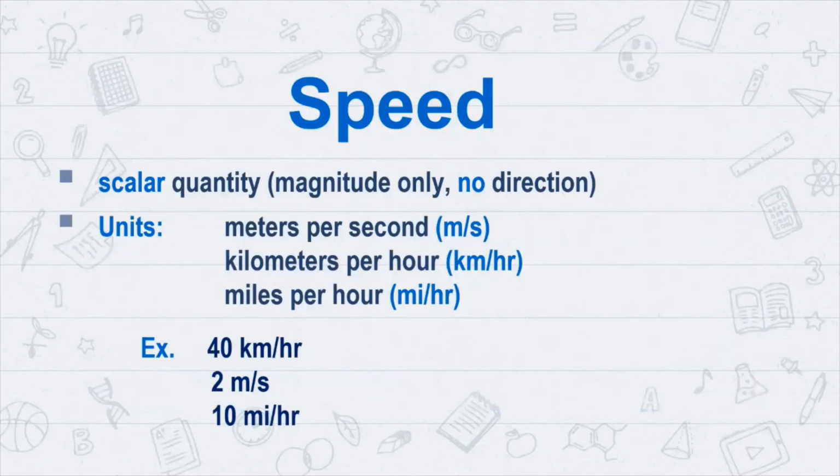Speed is a scalar quantity, which means it only has a magnitude and no direction. Common units of speed include meters per second, kilometers per hour, and miles per hour.